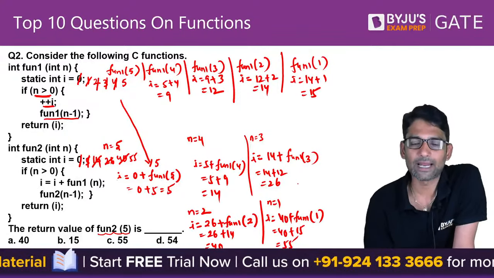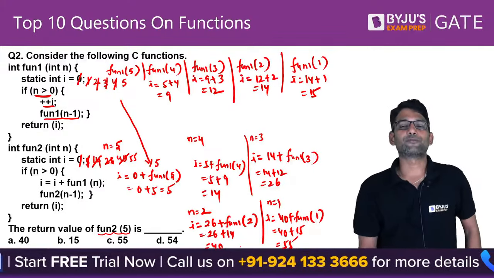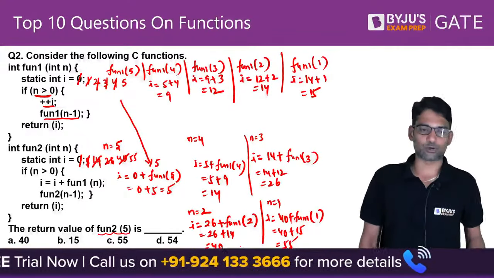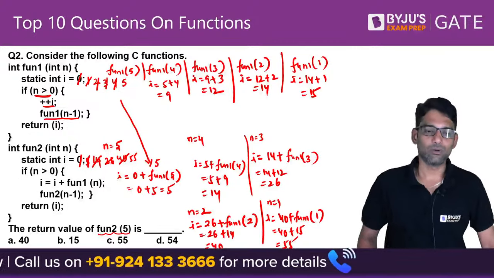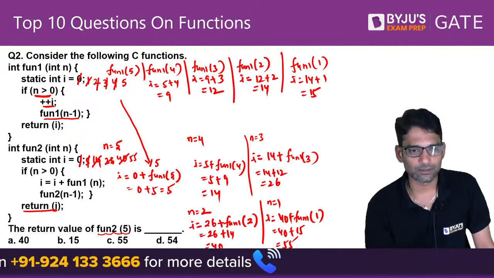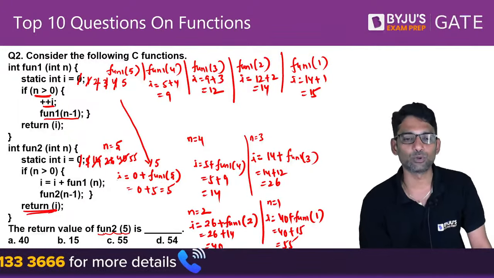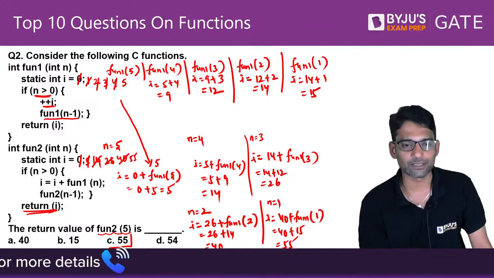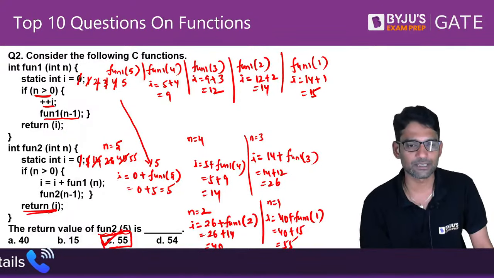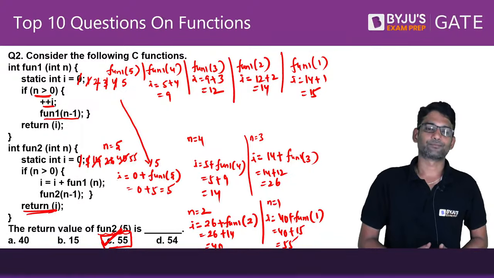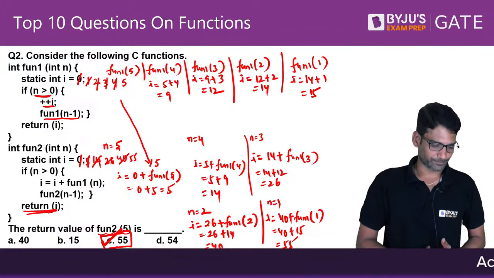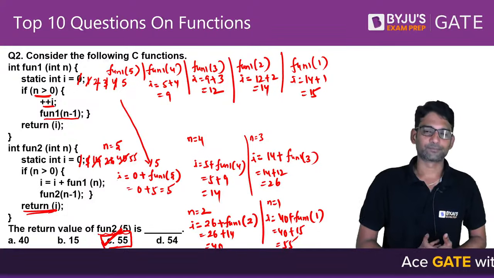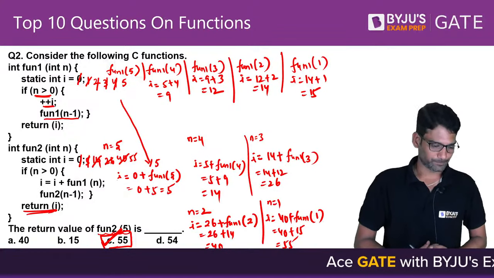When n becomes 0, the if condition in Fun2 also will stop, right? So now return I. So what gets returned by Fun2? 55 gets returned. So option C is the right answer. Got it?